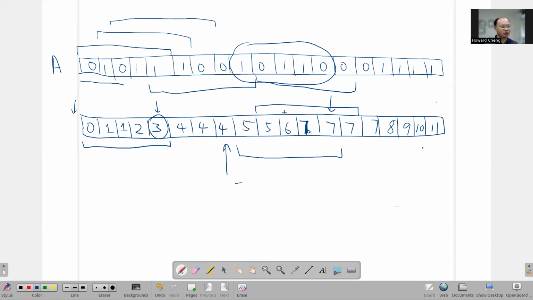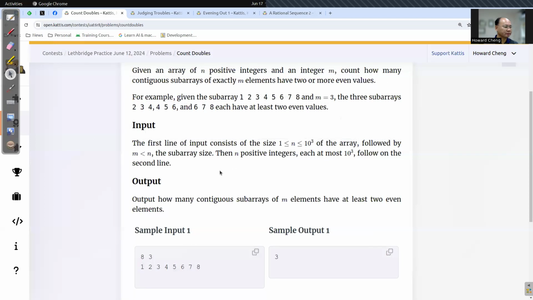So the concept of partial sums allows you to quickly figure out the sum of any window in constant time, without scanning the window again. And that's the power of partial sums. It turns your quadratic algorithm in this problem into linear time. So I want to show you how I do it in code.